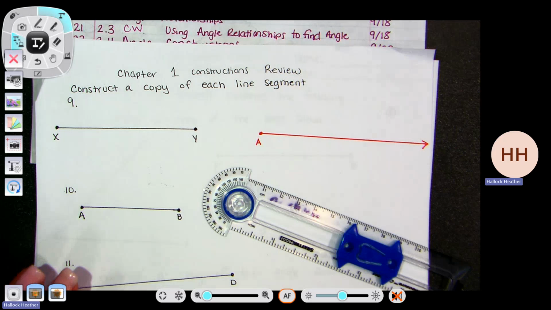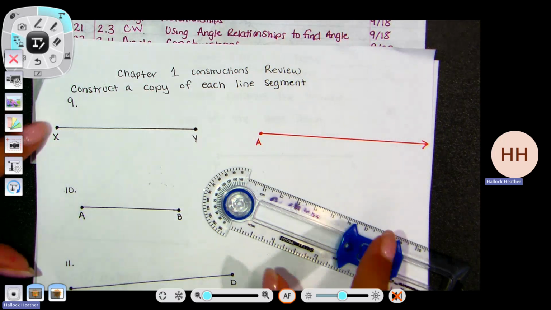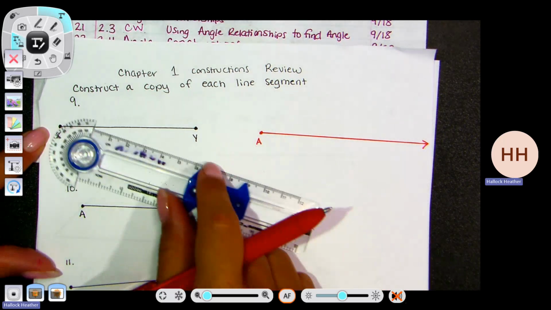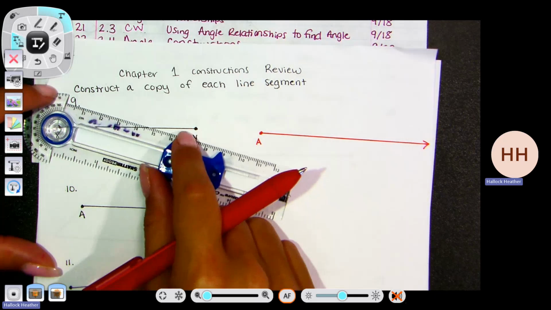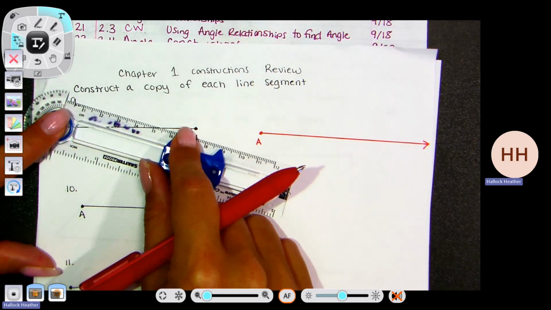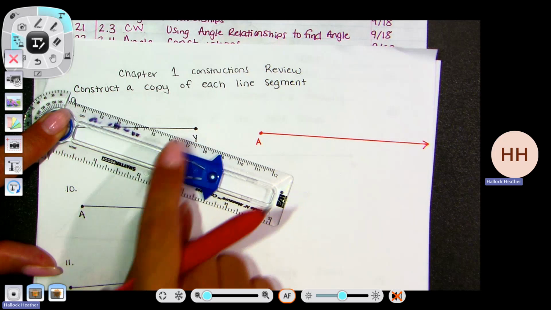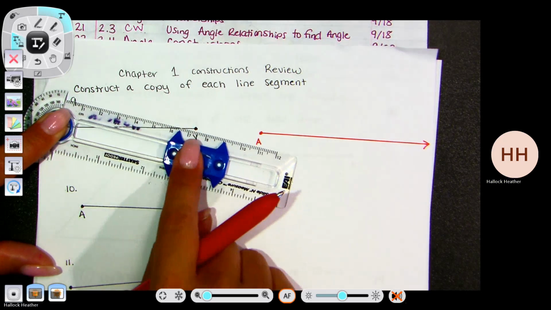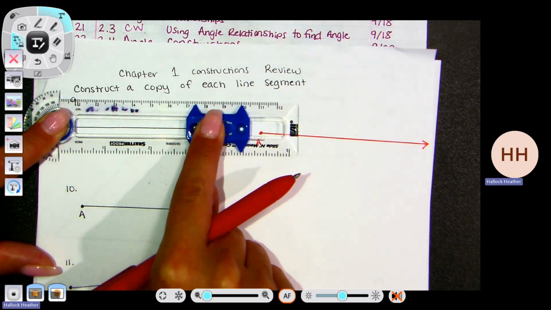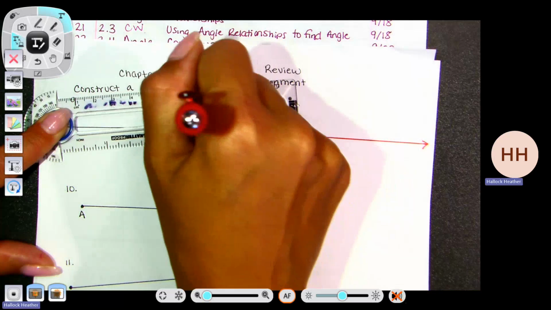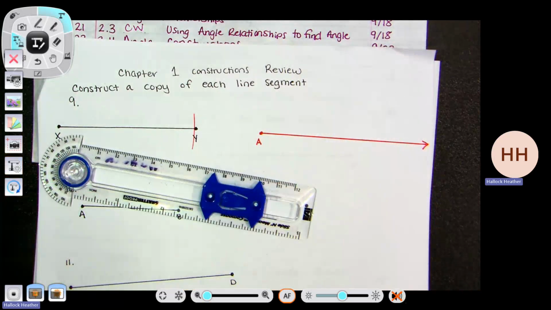Now, what do we do? Measure it. Good. We measure it and we put a little tic-tac. So we go to X. We put our compass on X. And then remember, we're going to move our slider to Y. So I need to see Y through the compass, through the slider. And I'm going to make a little arc mark. I've measured that. What I do to one side, I do to the other side as well.